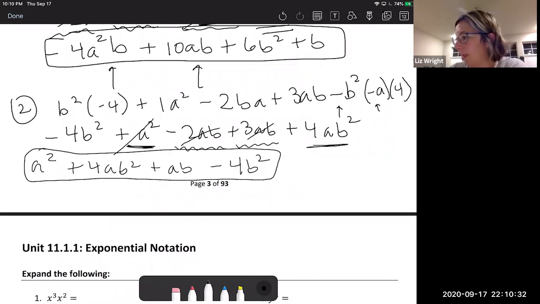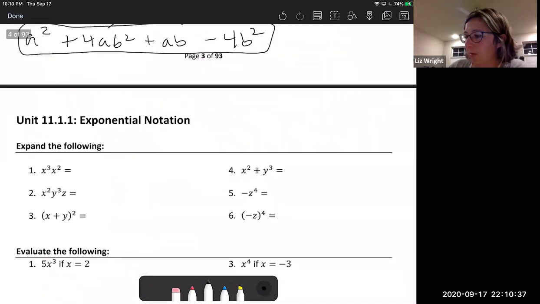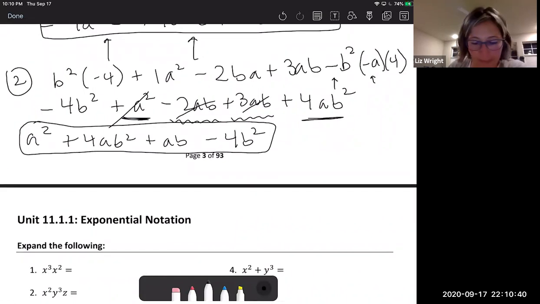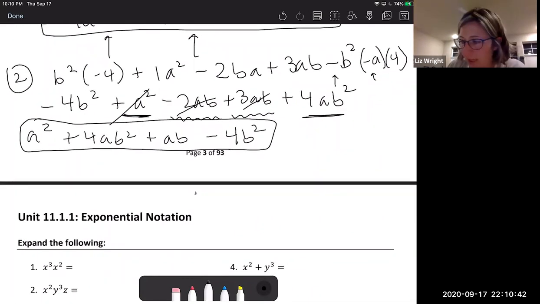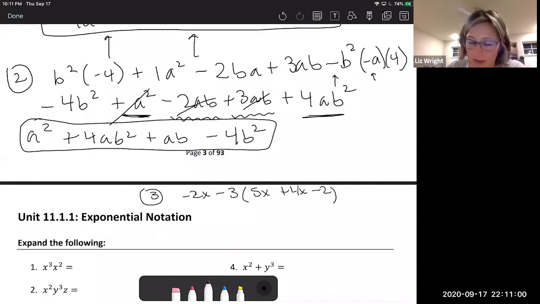I am going to try another example. I'm trying to figure out where I'm going to squeeze it in though. I'm going to put it in right here. All right. So the next one I've got is going to be -2x. So this is my example 3. -2x minus 3 times the quantity of 5x plus 4x minus 2. So on this one, again, pause it and see if you can figure it out and see if your answer is going to be the same as mine.